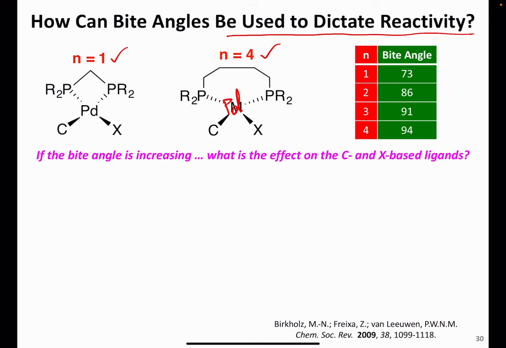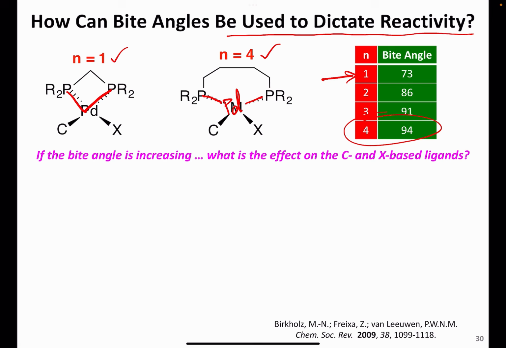Well, notice the bite angles. And so the MPM bite angle in the DPPM is approximately 73 degrees. In the other complex, it opens up all the way to 94 degrees. Well, what does that actually mean for the complex itself?